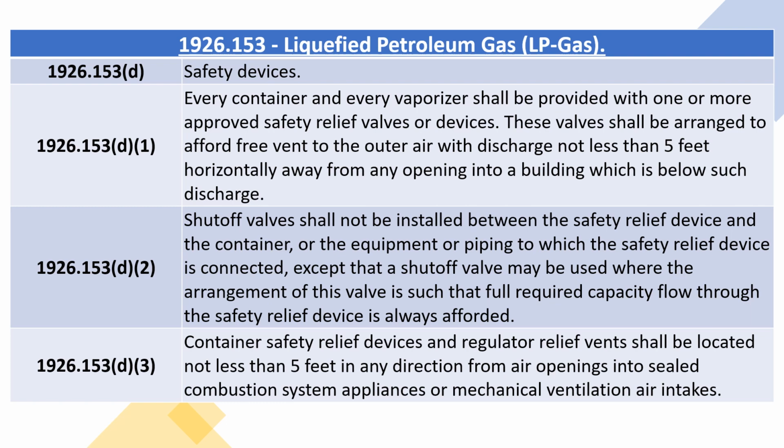1926.153(d)(2), Shutoff valves shall not be installed between the safety relief device and the container, or the equipment or piping to which the safety relief device is connected, except that a shutoff valve may be used where the arrangement of this valve is such that full required capacity flow through the safety relief device is always afforded. 1926.153(d)(3), Container safety relief devices and regulator relief vents shall be located not less than 5 feet in any direction from air openings into sealed combustion system appliances or mechanical ventilation air intakes.